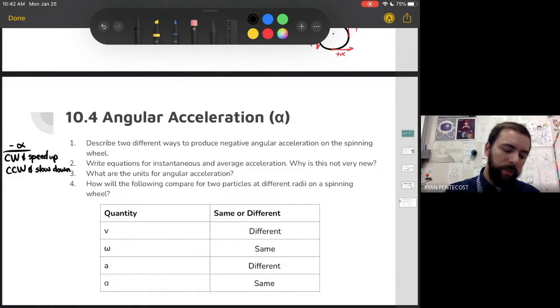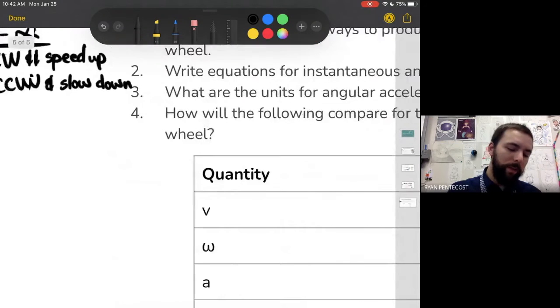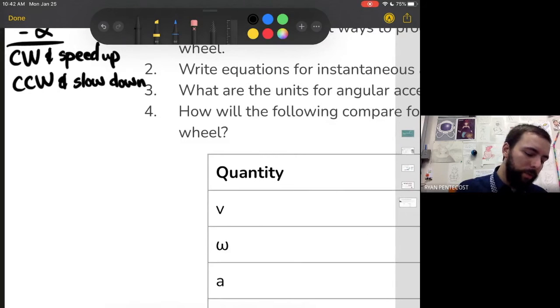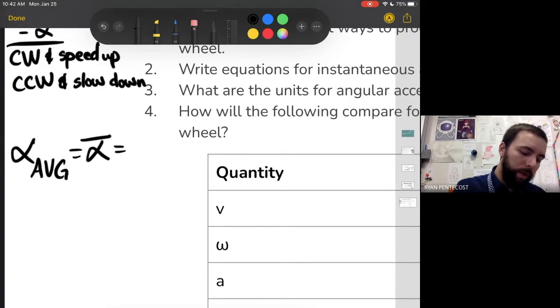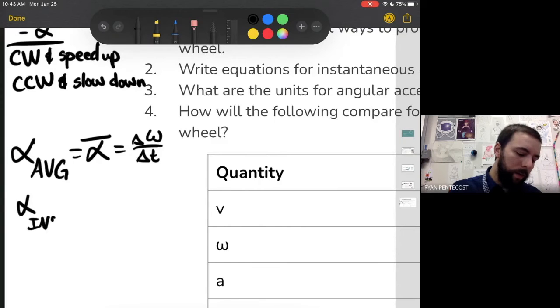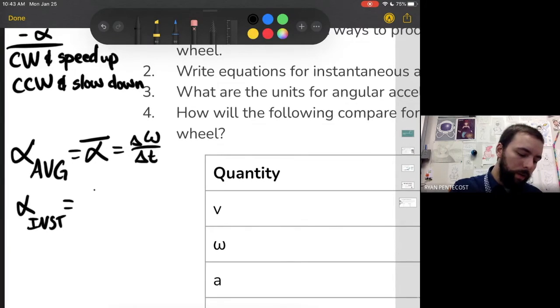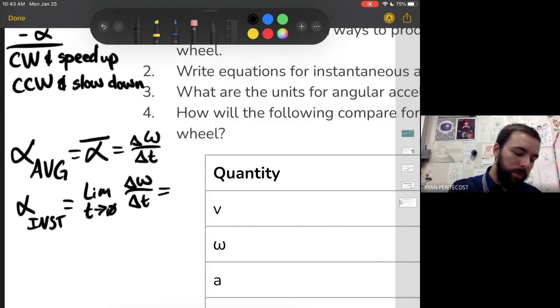All right, number 2 asks us to write equations for instantaneous and average acceleration. And why is this not very new? So instantaneous and average. So we've got average alpha or alpha bar. That is just the change in omega over time. And then if you want instantaneous angular acceleration, you can do the limit as delta t approaches 0 of delta omega over delta t, which gives you d omega over dt, right?